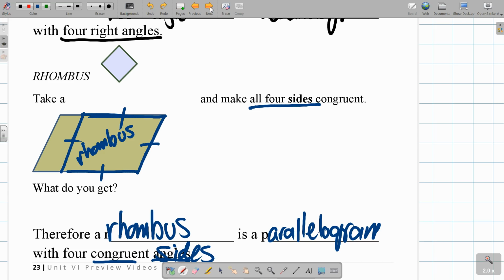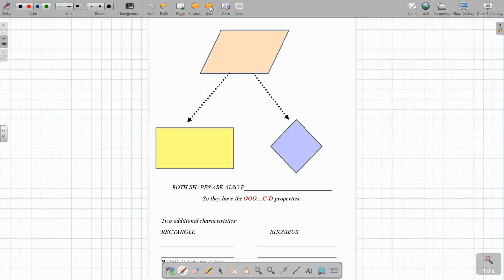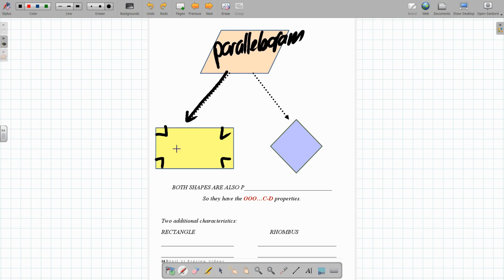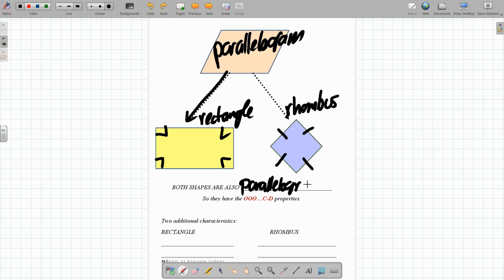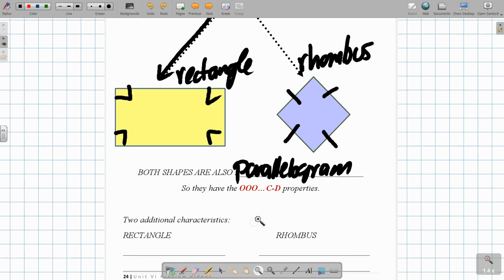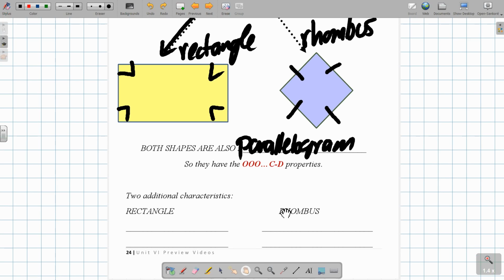So then, you start with the parallelogram. You make four right angles, you have yourself a rectangle. You make four equal sides, and you have yourself a rhombus. So both a rectangle and a rhombus are parallelograms. So they have all the OCD qualities, but they each have two additional qualities.